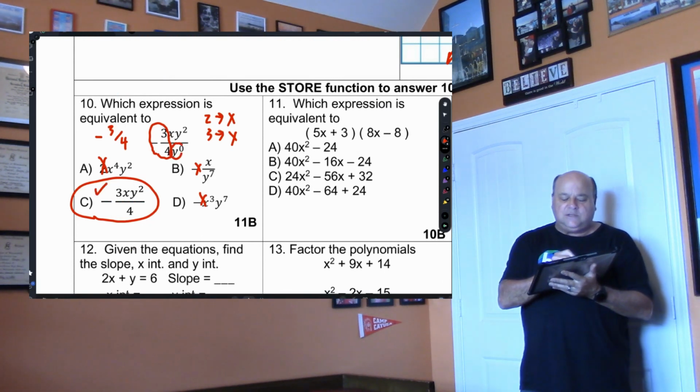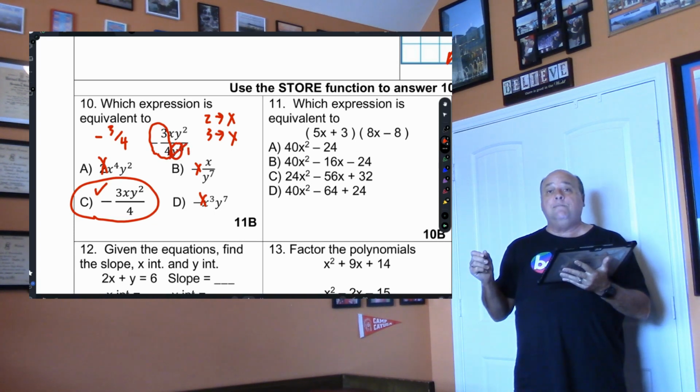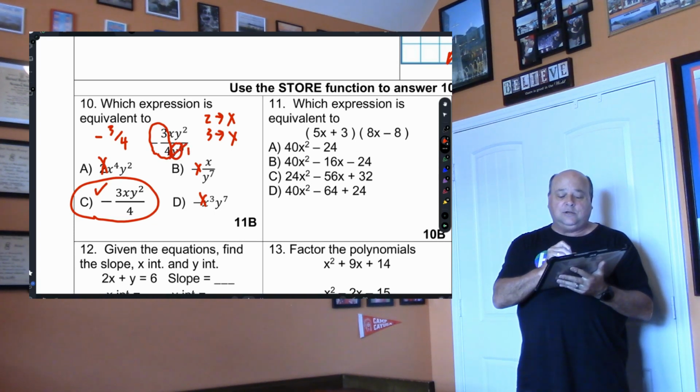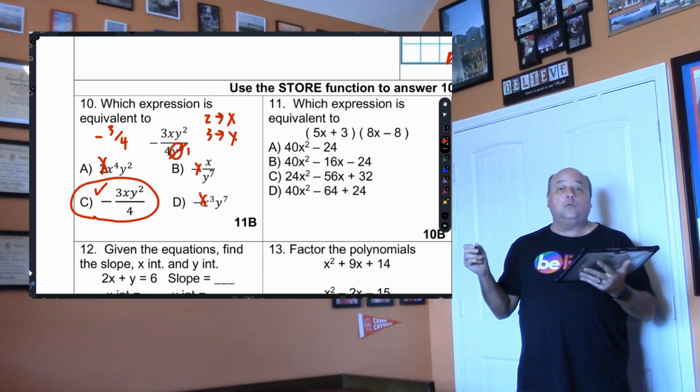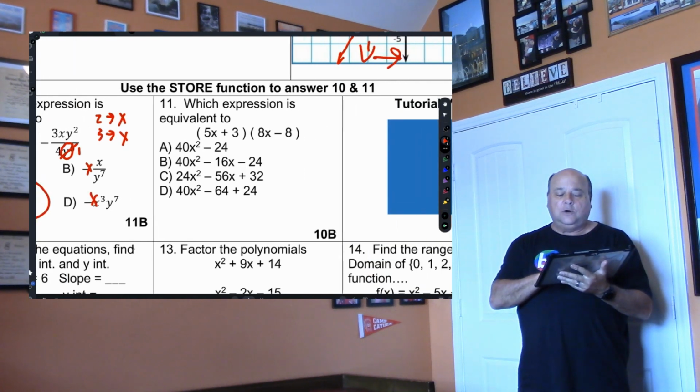Remember, anything to the 0 power is going to scratch out to 1. So that basically right there tells you what the answer will be, okay? If you erase this right here, you just got negative 3x squared y over 4. Let's go to the next one.